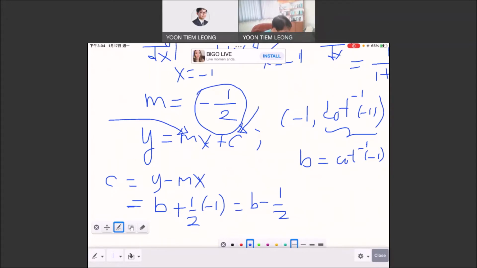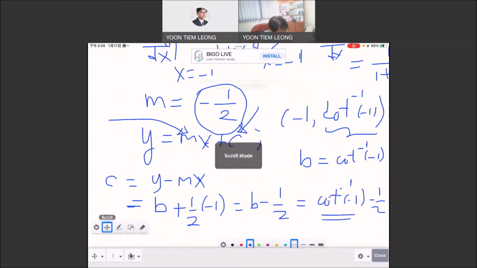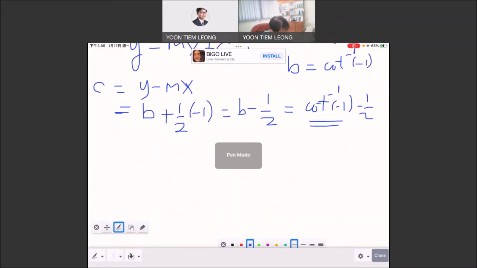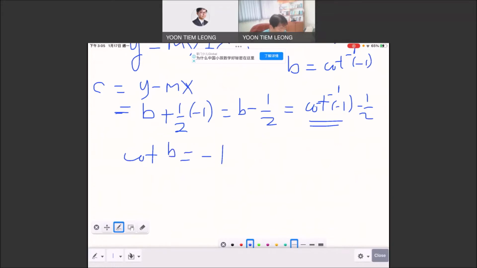So now this is almost done. The answer for c is just equal to arccotangent of minus 1, then minus half. But what is the value of arccotangent of minus 1? It is workable, right? You can deduce the arccotangent of minus 1 from a construction. From here, you can just work out that cotangent B is equal to minus 1. If cotangent B is minus 1, can you tell me what is the value of B? This is again a very simple answer. You can just check out the table or the internet or wherever.